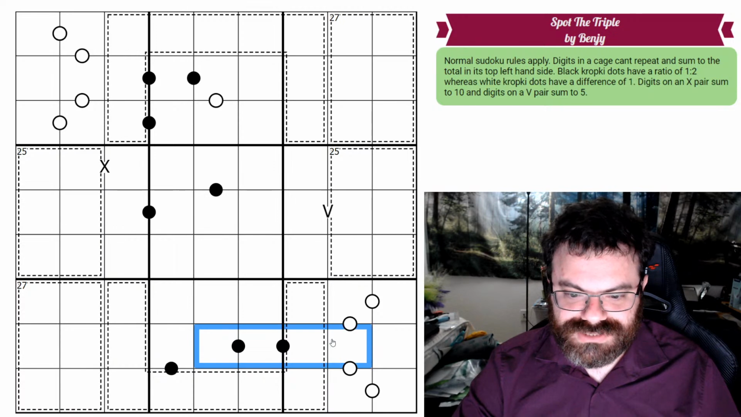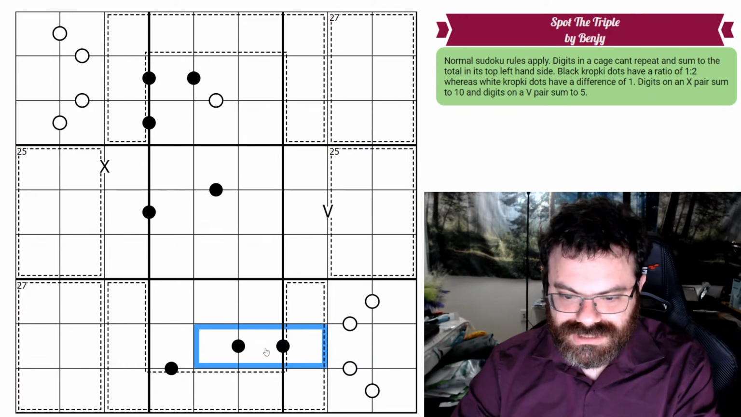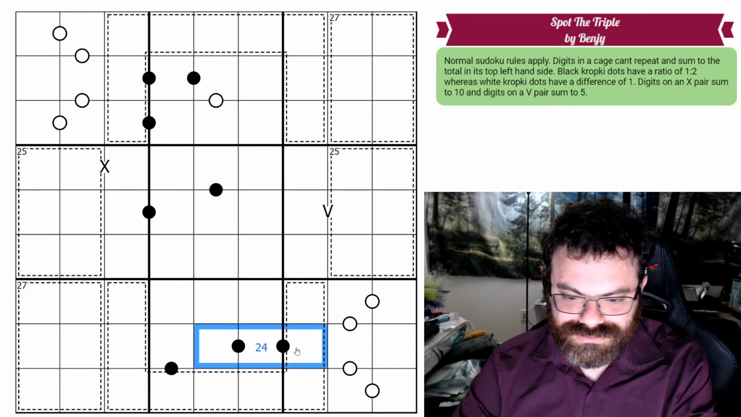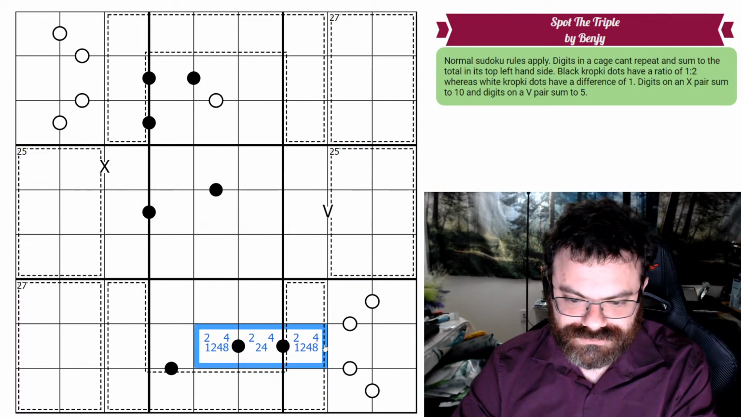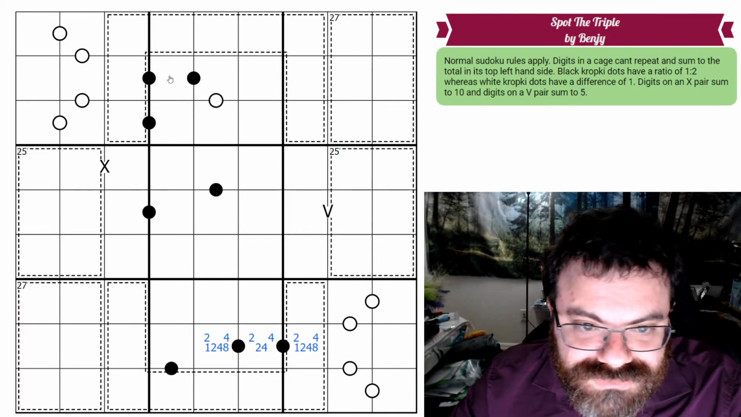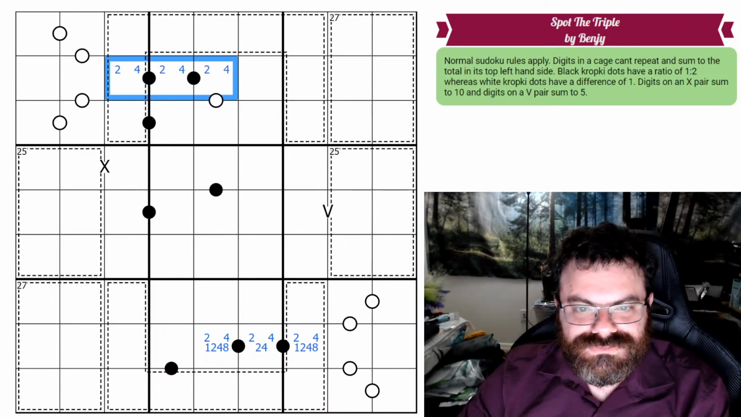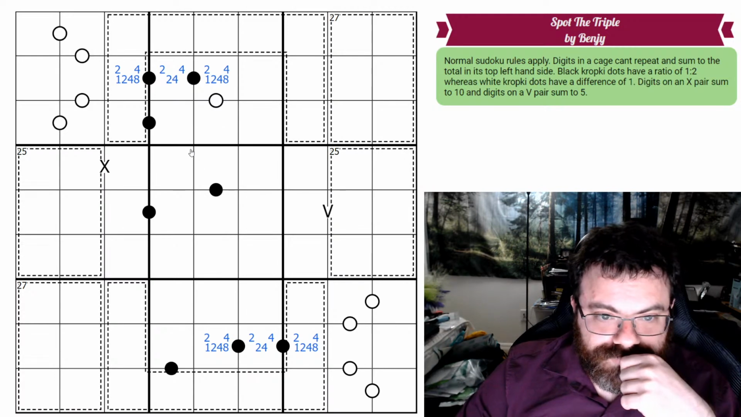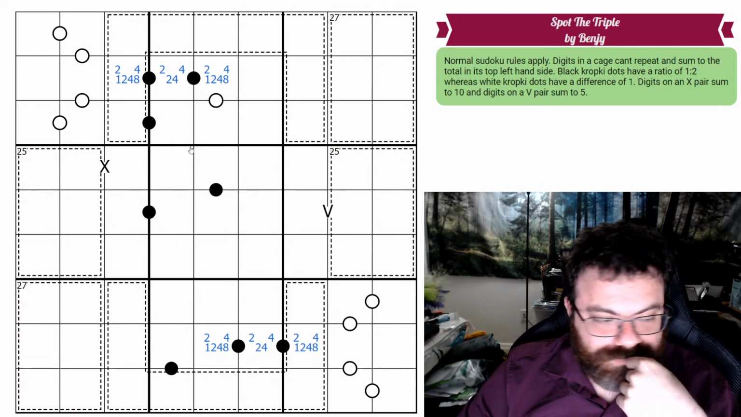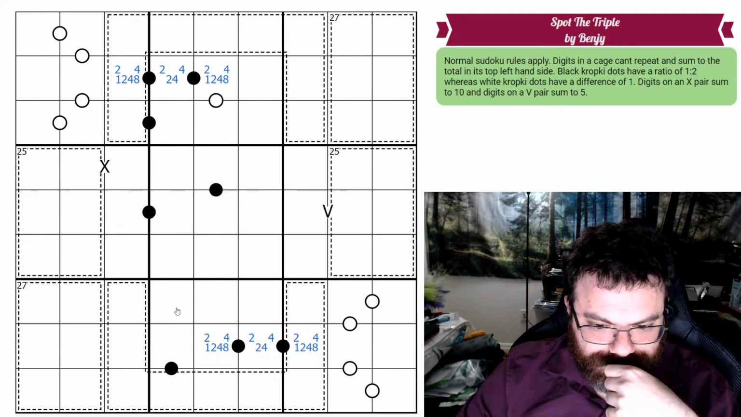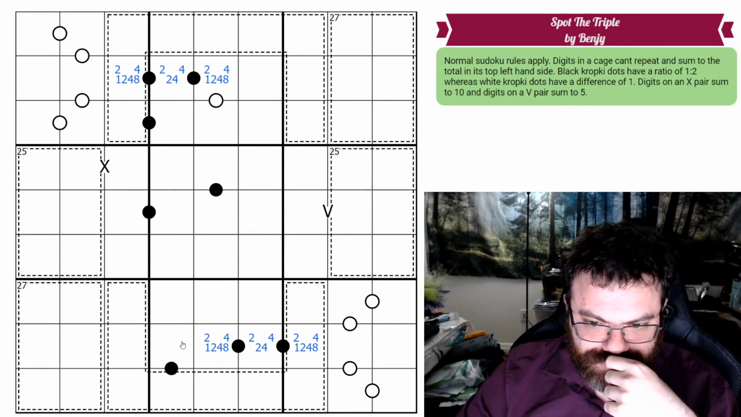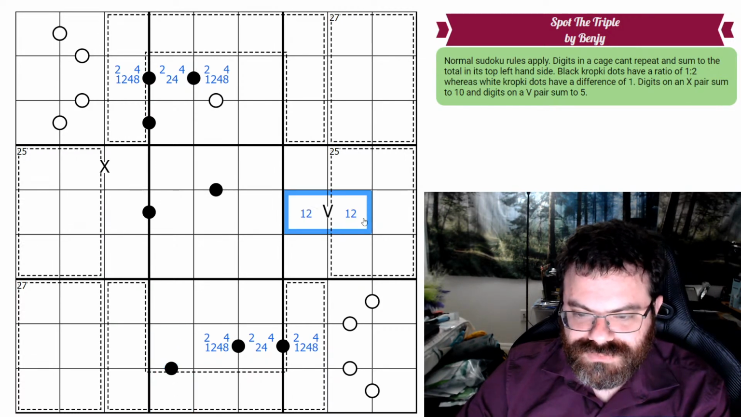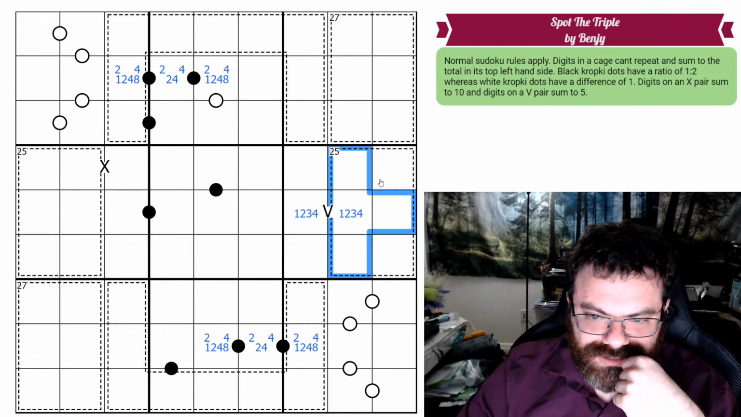All right, so when you have chains of 3, the center is always 2 or 4, and then the outsides are 1, 2, 4, 8, and they always have a 2 and a 4 in them. Same here. Might as well put 1, 2, 3, 4 in here as well.